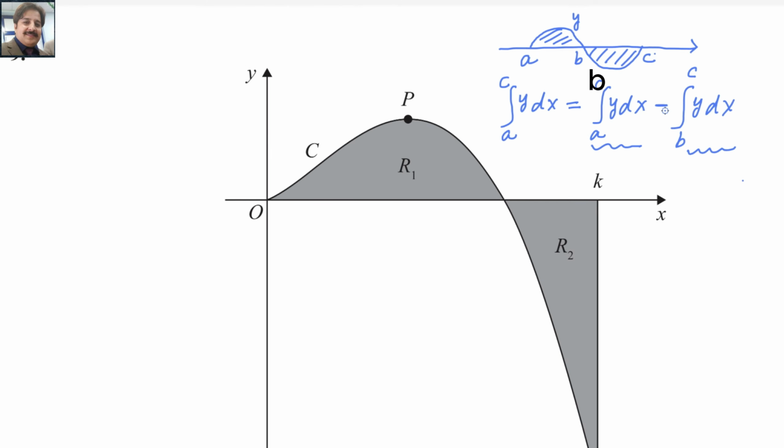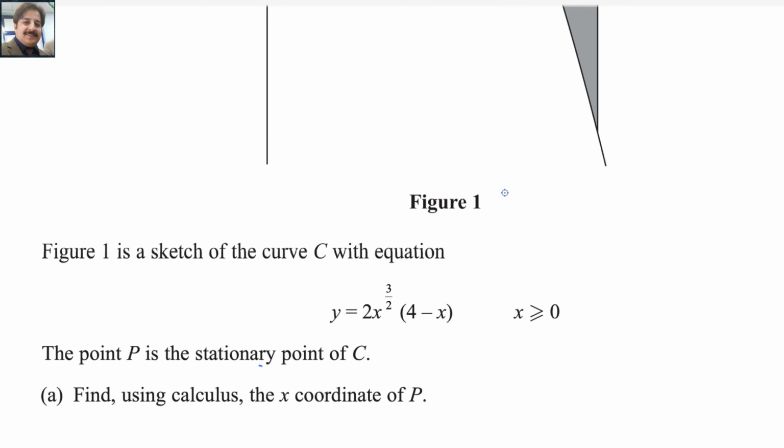So this graph looks similar to that one. This is 0, it is given, and we need to find this intercept. This is the x-intercept actually. For the x-intercept, y is 0. You can find this value for this function by substituting y equals 0. The value of x we can find from here. If you substitute the value of y as 0, 2x to the power 3 over 2, (4 minus x) equals 0.